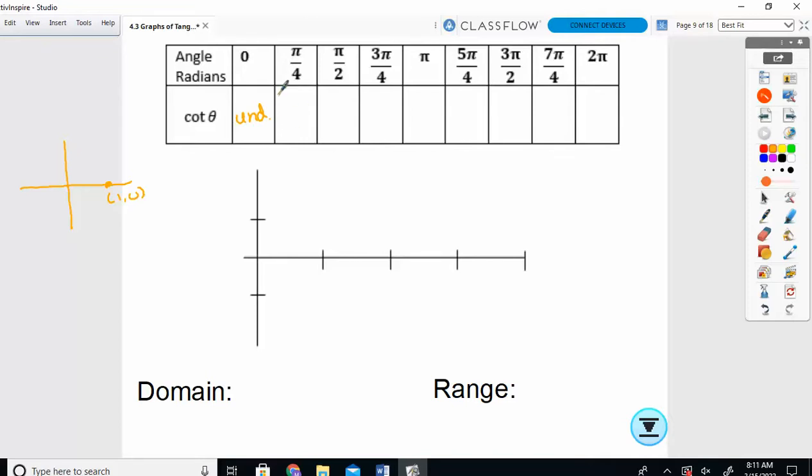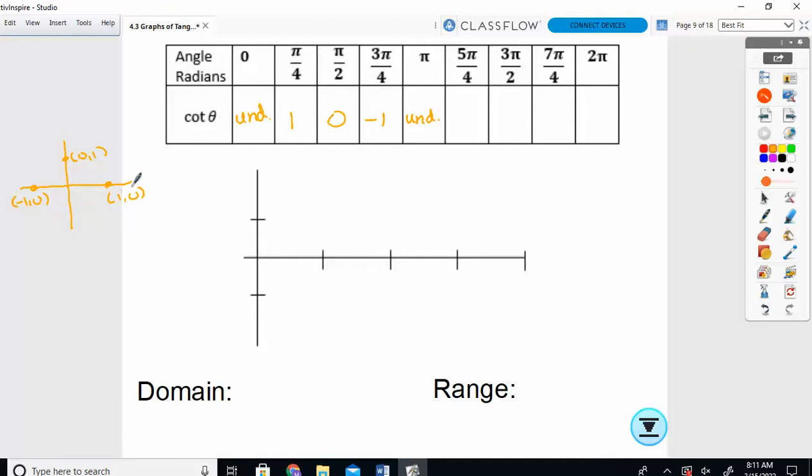Pi over 4 is 45 degrees, so that would be 1. Okay, pi over 2, x over y, 0 over 1 is 0. 3 pi over 4 in quadrant 2, cotangent would be a negative 1. Pi, x over y, undefined.